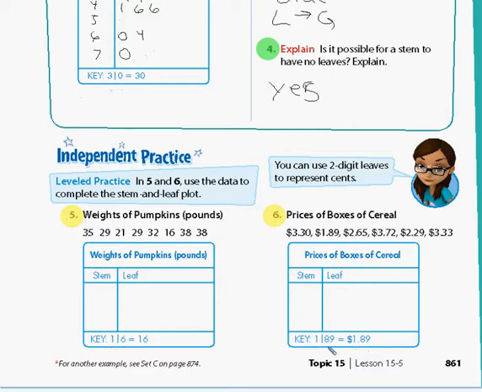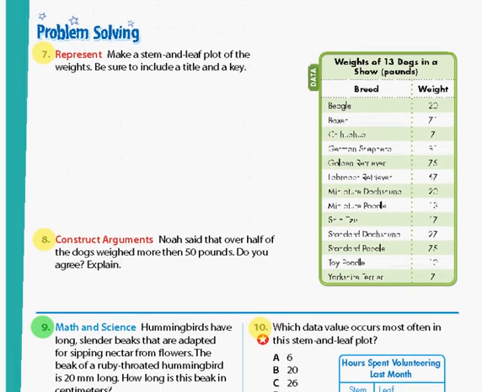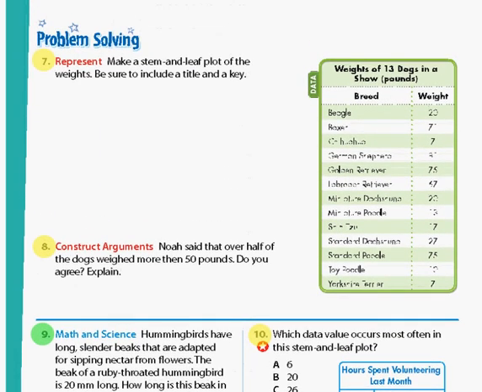Let's go ahead and look at the back page. Okay, I'll go ahead and read it. Question number 7. Make a stem and leaf plot for the weights. Be sure to include the title and the key. So we did one together on the front page, and y'all practice a couple more on 2 other problems. This should not be too difficult. Just make sure you make your key and you have all your data on your table. And question number 8. Okay, Noah said that over half of the dogs weighed more than 50 pounds. Do you agree, and explain?